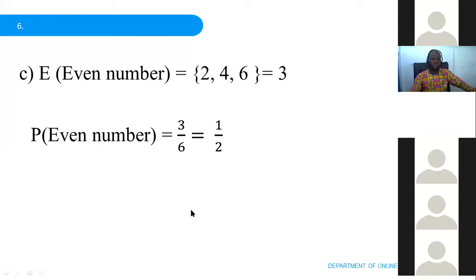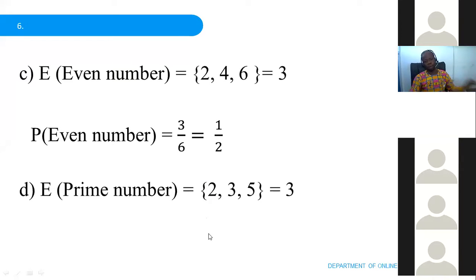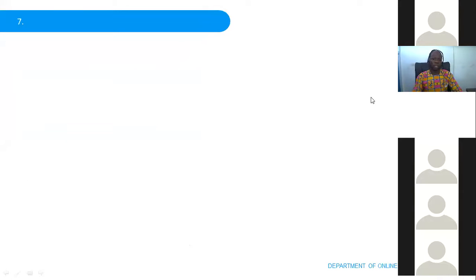Let's check the answer to the next one. The probability that the number is prime: we have 2, 3, and 5. What is a prime number? Eunice, your hand is up. A prime number is a number that has 2 factors, one and the number itself. Give me the first 3 prime numbers. 2, 3, and 5. All right, so in this set we have the same 2, 3, and 5. Let's go to the next question.